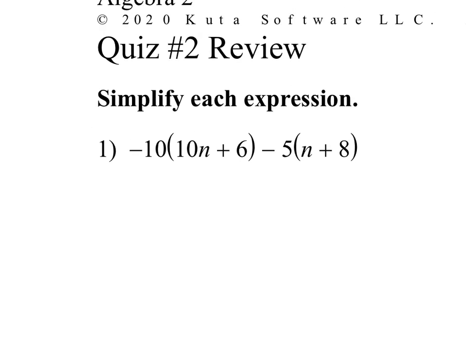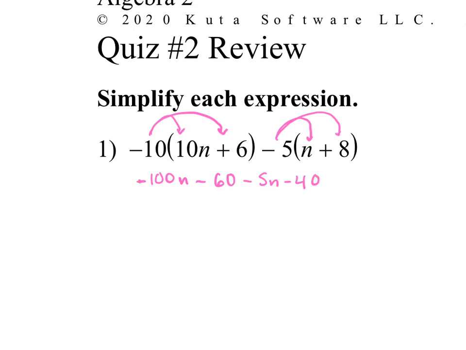We did this one together in class yesterday, but let's do it again. What do we need to do first here? Distribute. So we're going to distribute the negative 10 to the 10n and to the 6. So when we multiply, we get negative 100n minus 60, and then we have to distribute the negative 5 to the n and to the 8. So we have negative 5n minus 40.